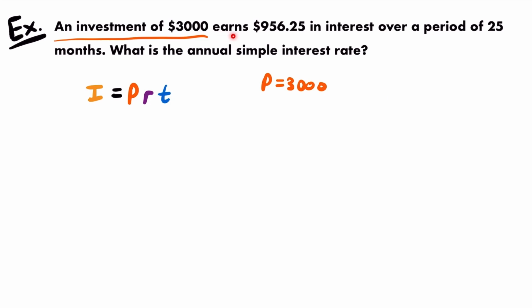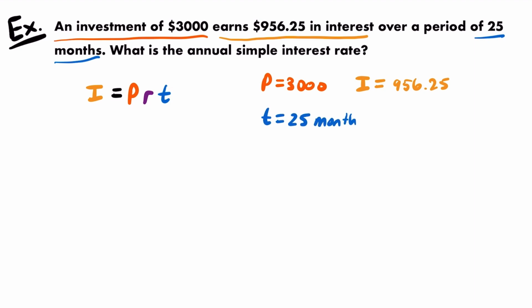And we know that that investment earns $956.25 in interest. So that would be the amount of I. All right, I is equal to 956.25. And then what else do we know? Well, we are told that this takes place over a period of 25 months. All right, so that is the amount of time, but you have to be careful here. We are given the amount of time in months, but what we need for this equation is the amount of time in years. So we do have to convert this. And it's not too complicated. Just remember that there are 12 months in a year.